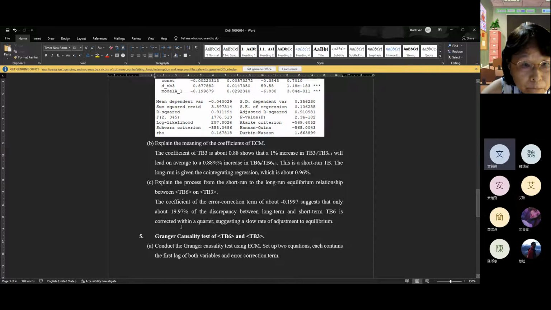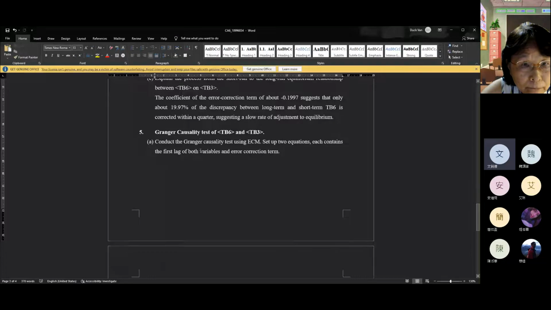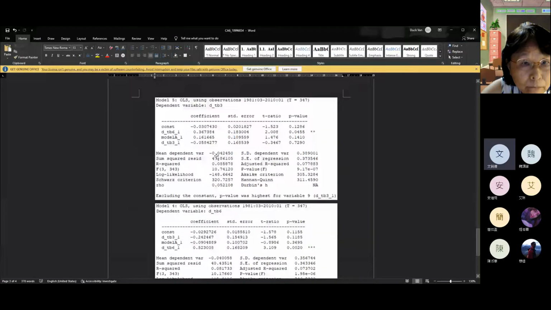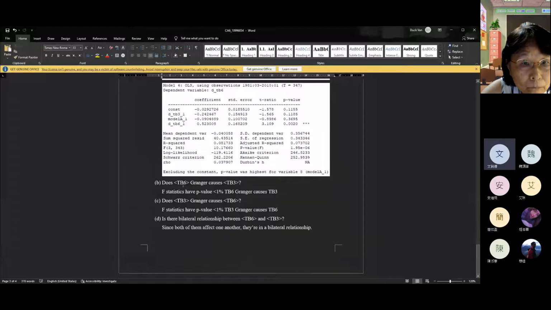And about the Granger causality, so this is two of them. As far as I know, because the p-value of TB6 is less than 1%, TB6 will Granger cause TB3. And the same way with TB3, so they are both Granger causing each other. So basically, they are in a bilateral relationship.